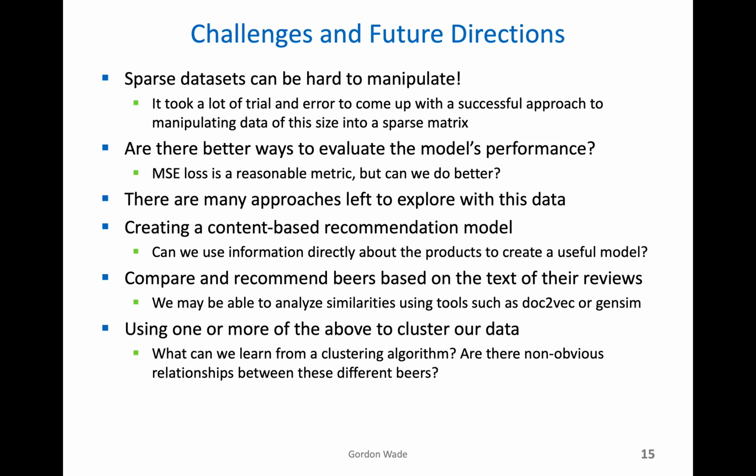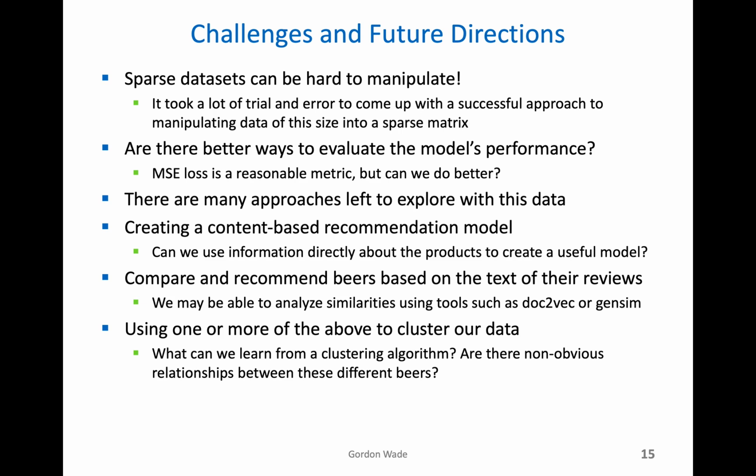And the difference here is that collaborative filtering is based on creating a model of users and user similarity, whereas content-based recommendation is based on actually understanding something about the product that you are recommending and what makes products similar.